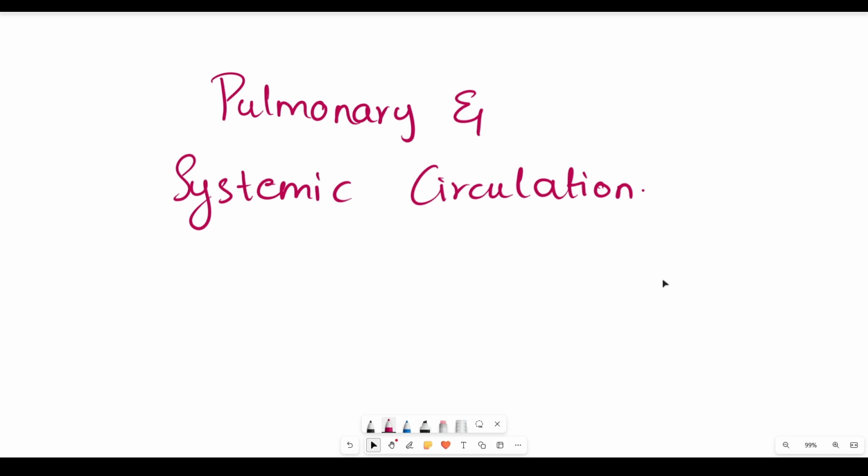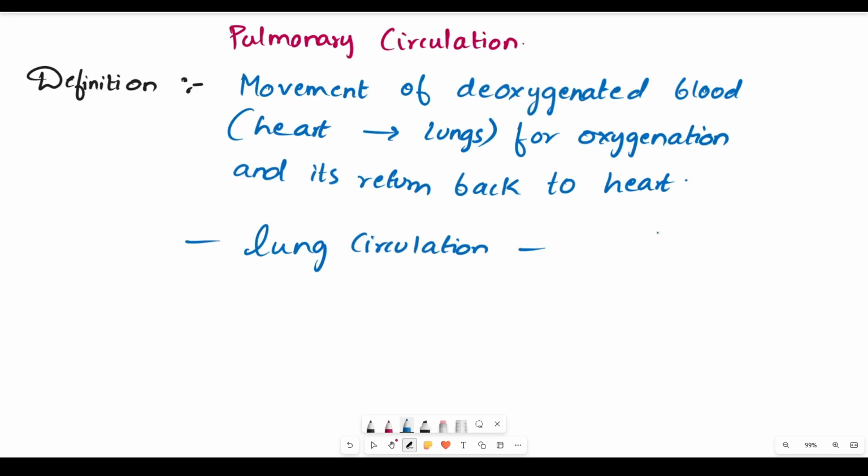If you understand this concept clearly, you will never confuse the right and left heart flow again in exams, and you will easily answer any 5 or 10 mark question from this topic. So, today let's break down both circulations step by step in a simple exam oriented way. First, let's start with the pulmonary circulation.